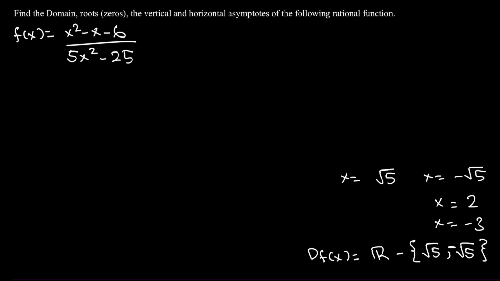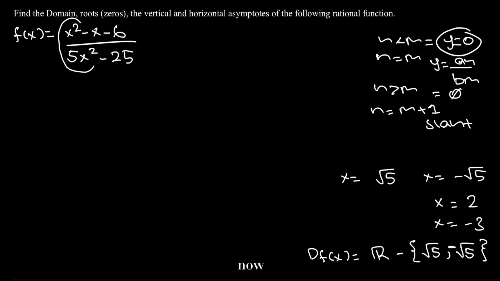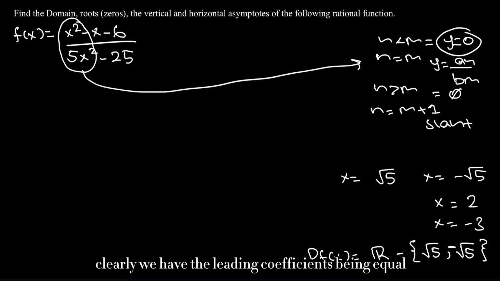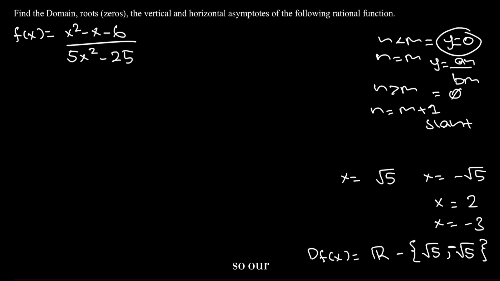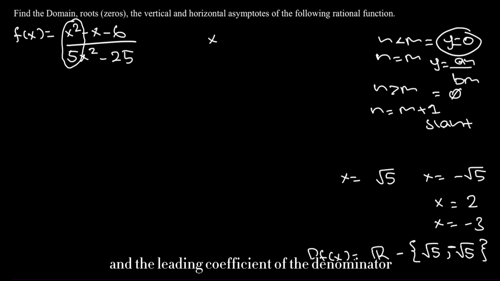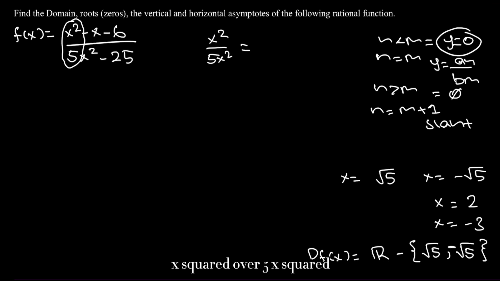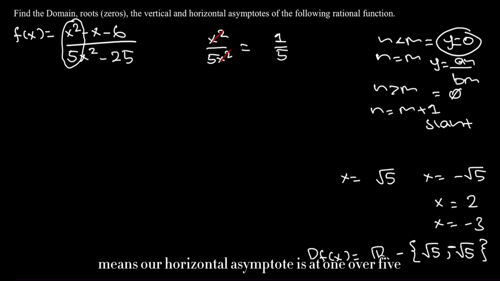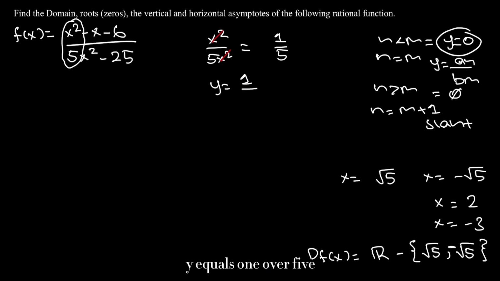And finally, our horizontal asymptote, we need to compare the degrees. Now clearly we have the degrees being equal, so our horizontal asymptote is looking at the leading coefficient of the numerator and the leading coefficient of the denominator, x squared over 5x squared, right? Simplifying that fraction means our horizontal asymptote is at 1 over 5. Y equals 1 over 5.